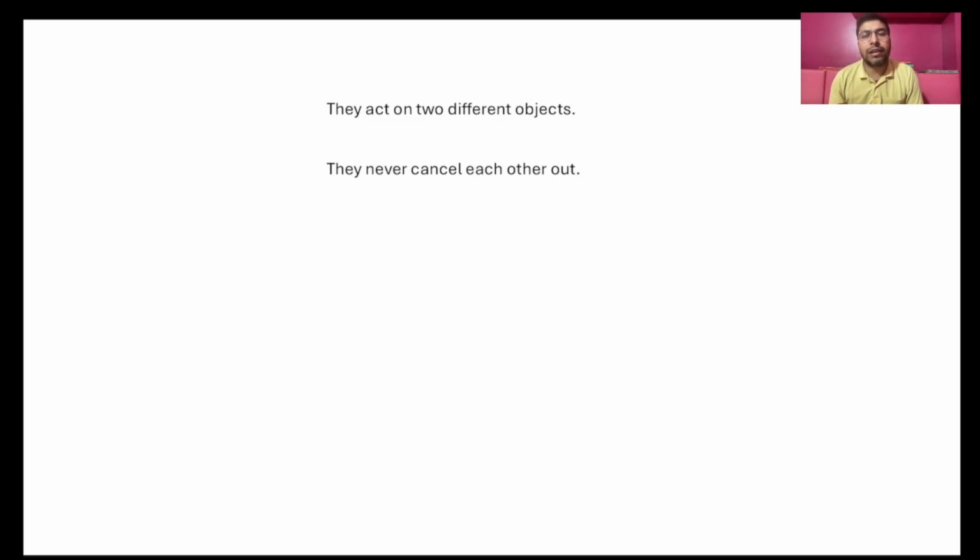Okay, next, action and reaction both work on two different objects, and that's why they never cancel each other. For example, if you are going to punch this wall by your hand, right? One force you will apply on the wall, another force the wall will apply on your hand, right? So here one object is what?